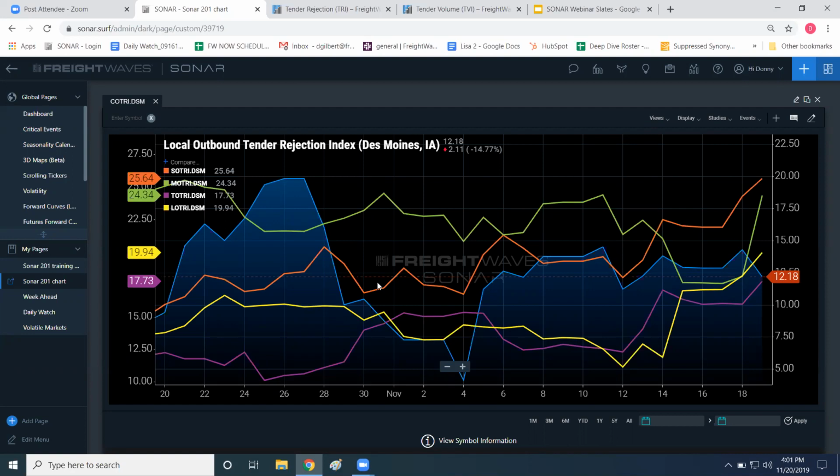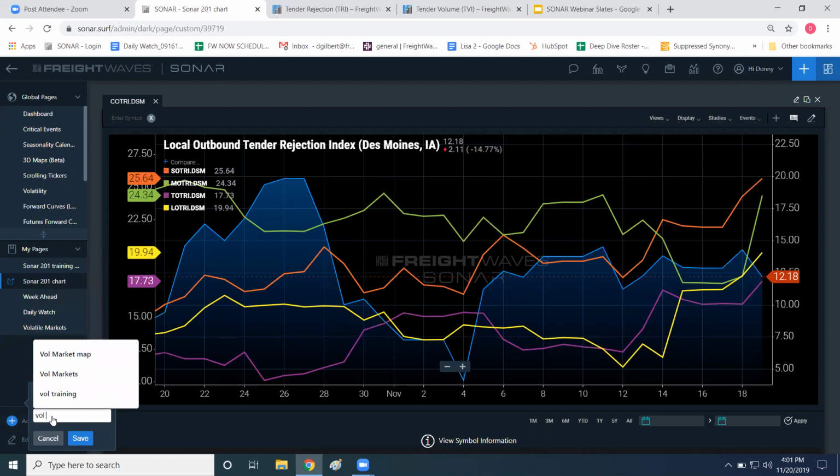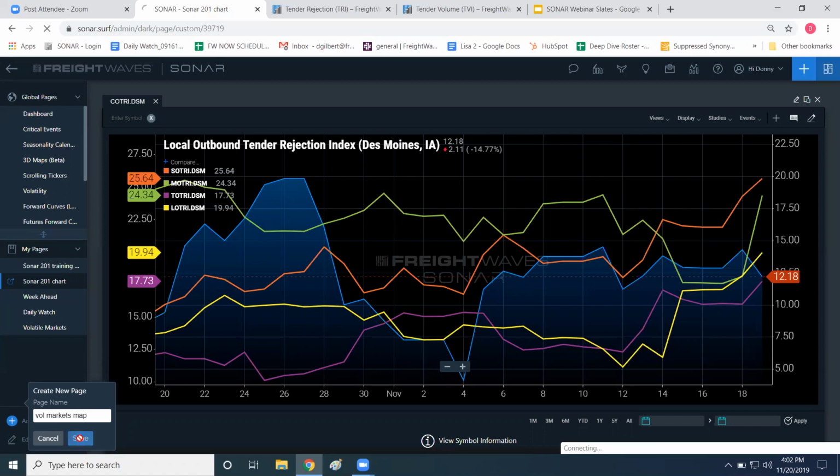Now, moving on, let's take a quick look at our volatile markets map. I'm going to add a page here again, and I'm just going to put VOL MAR markets map. One big question that always comes up is, where do we start? I actually like to start either with the US maps, looking at volumes or tender rejection rates, or I may jump in here and look at our most volatile markets map. I'm going to save the map right here.